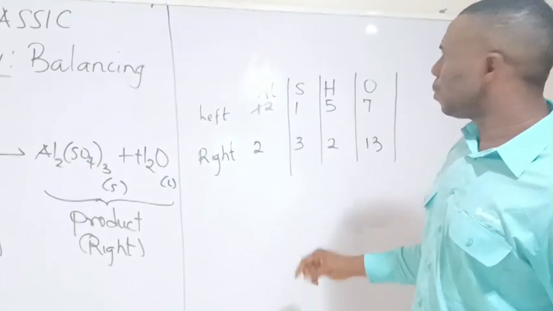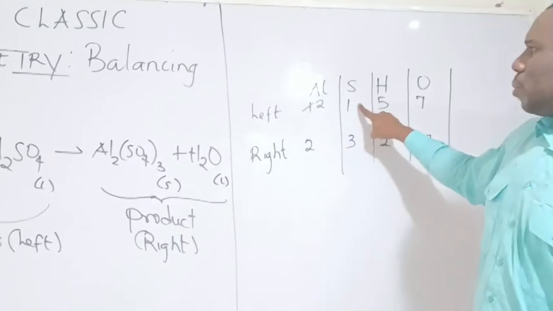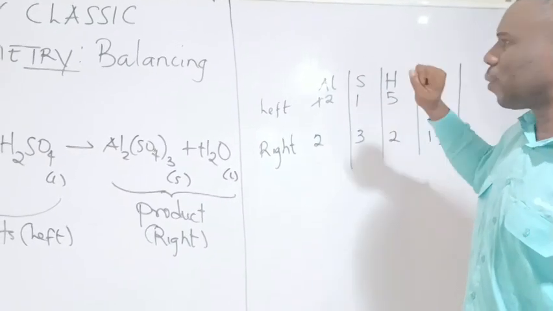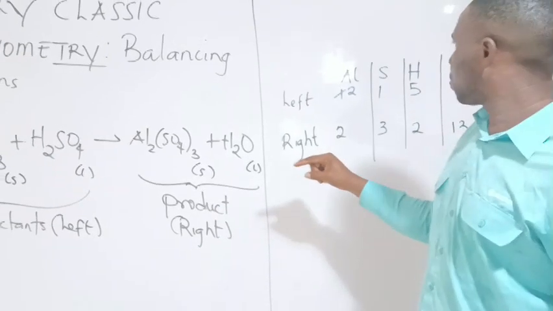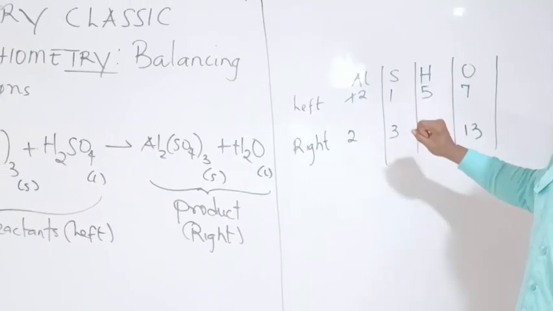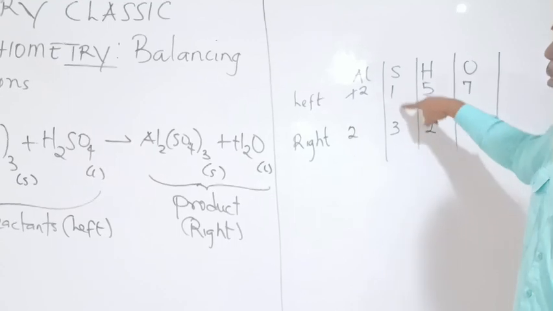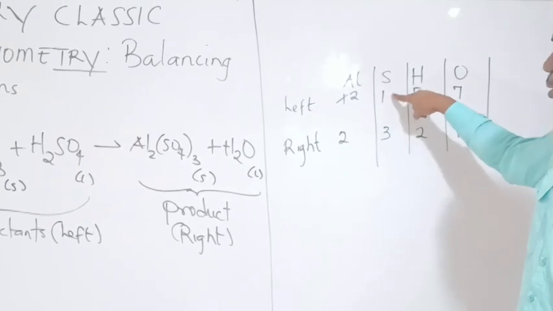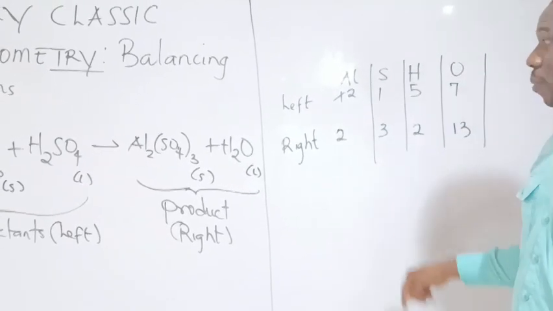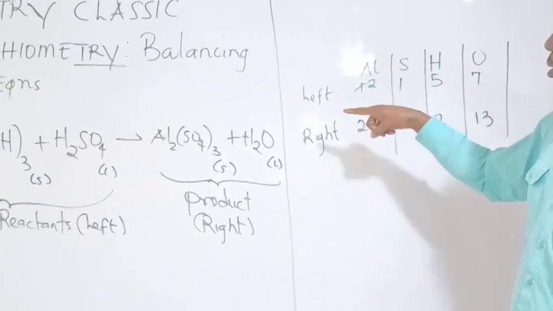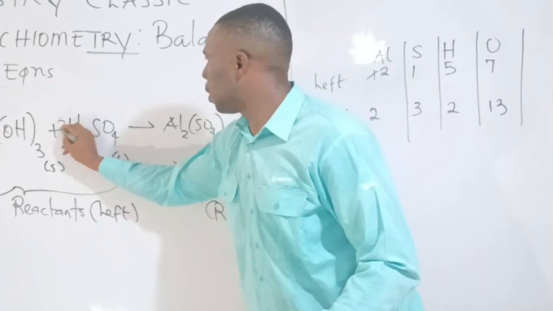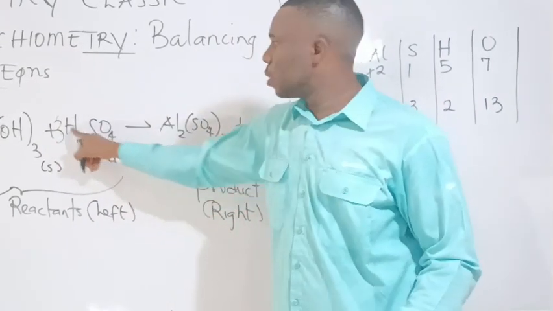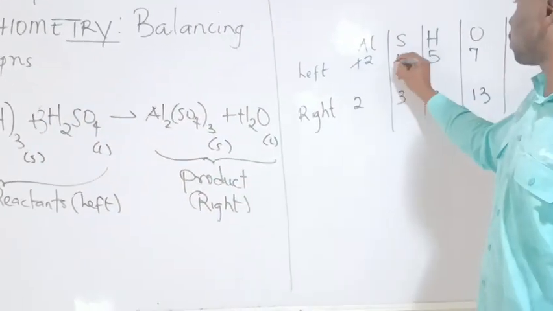Now I go to sulfur. Sulfur is 3 on the right, 1 on the left. So I have to make sulfur 3 and 3. So I will stick in the coefficient where I find sulfur. That's it, a coefficient of 3, since it's 1 to start with. So 1 times 3 makes sulfur 3.